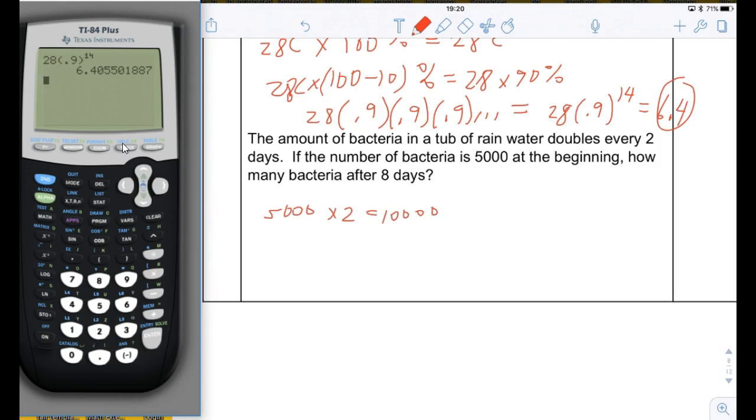Okay, so how many times am I doubling? I think it helps to draw a picture. So if I have 8 days, I drew 8 days there, then how many times do I double? Well, remember, I double every 2 days. So I'm going to double once here, double twice, double 3 times, double 4 times. So I'm doubling 4 times in 8 days. So that means I'm going to take 5,000 and multiply by 2 4 times. So the answer is going to be 5,000 times 2 to the 4th power, which is 80,000.